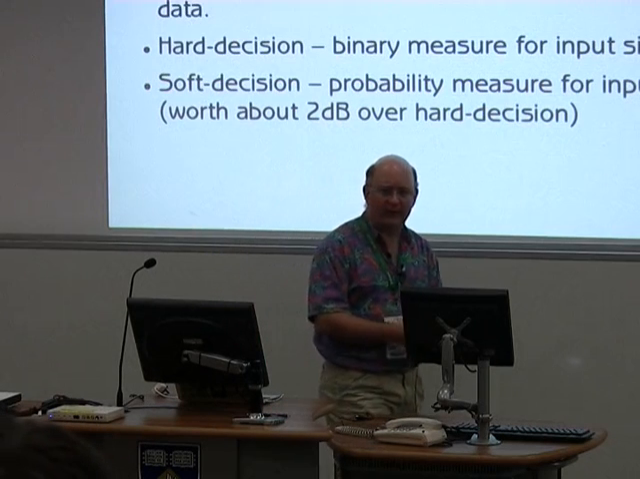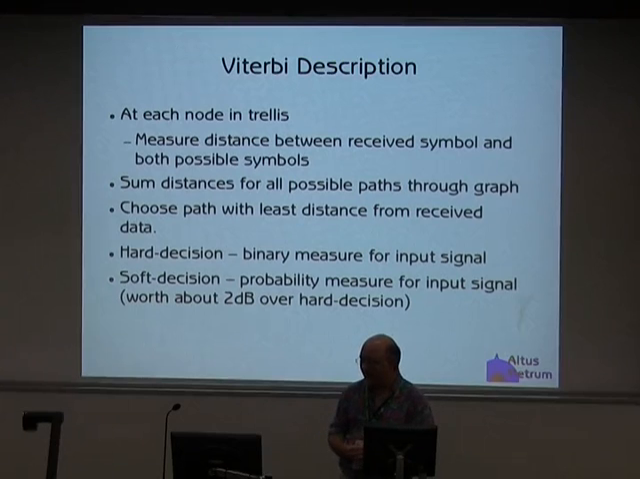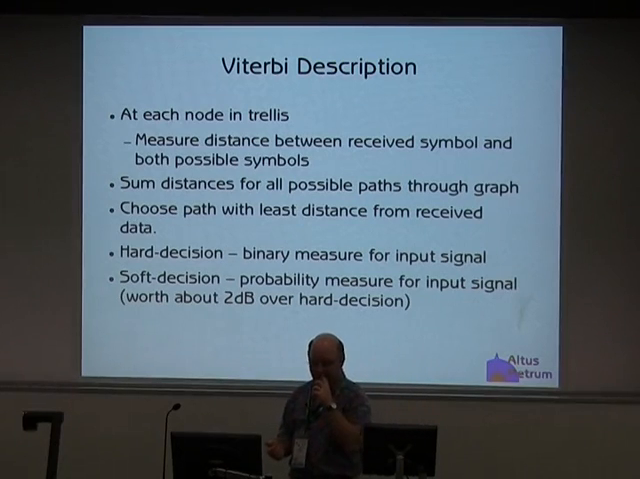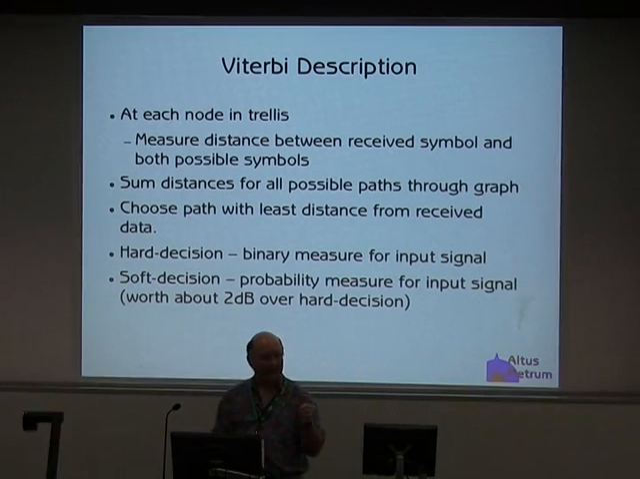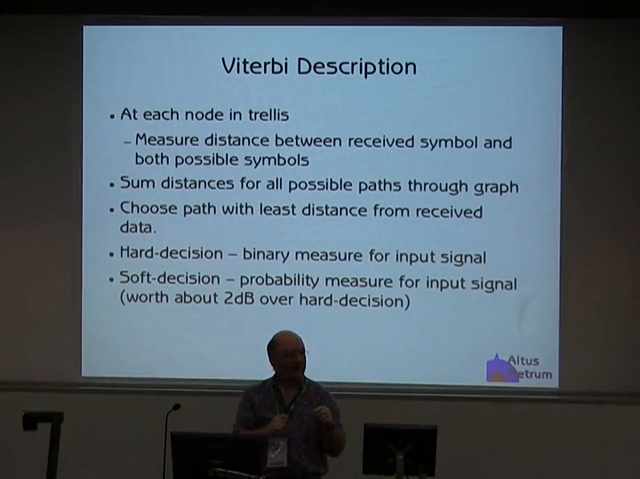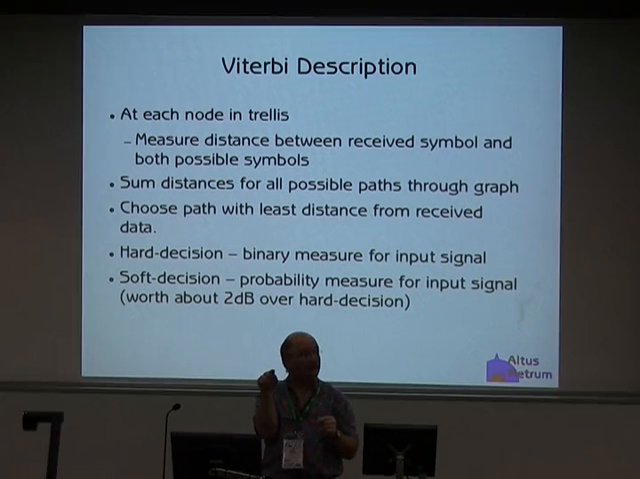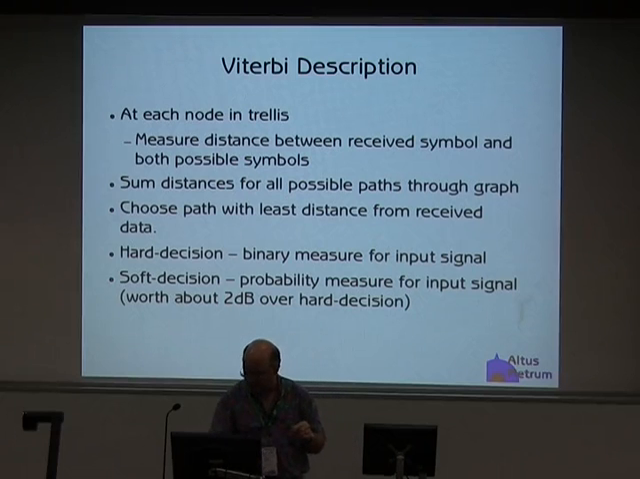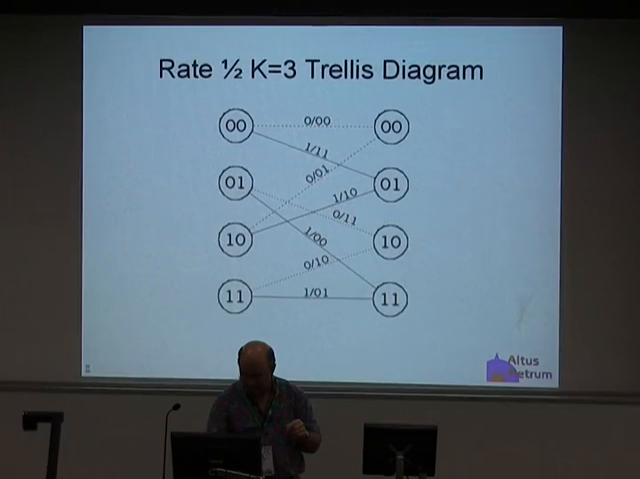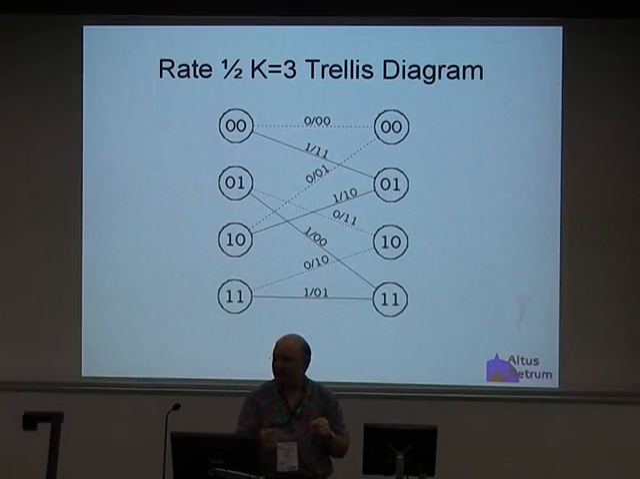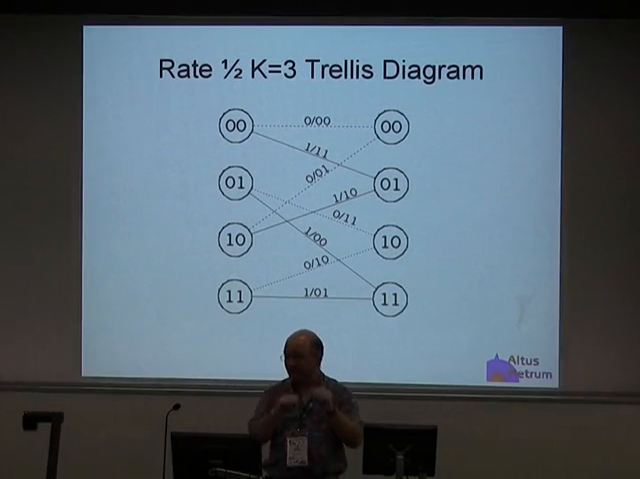So what does the Viterbi decoder do? At each node in the trellis, remember our pretty little trellis diagram, you measure the distance between the symbol you received and each of the 2 possible transitions. So if you are in state 0,0 and you see a 0,0 symbol coming in, then you know that the measured distance from that to, oh, that must have been a 0 on the input, is only 0. But the distance measured, let's go back and look at the trellis diagram. Oh, that was it.